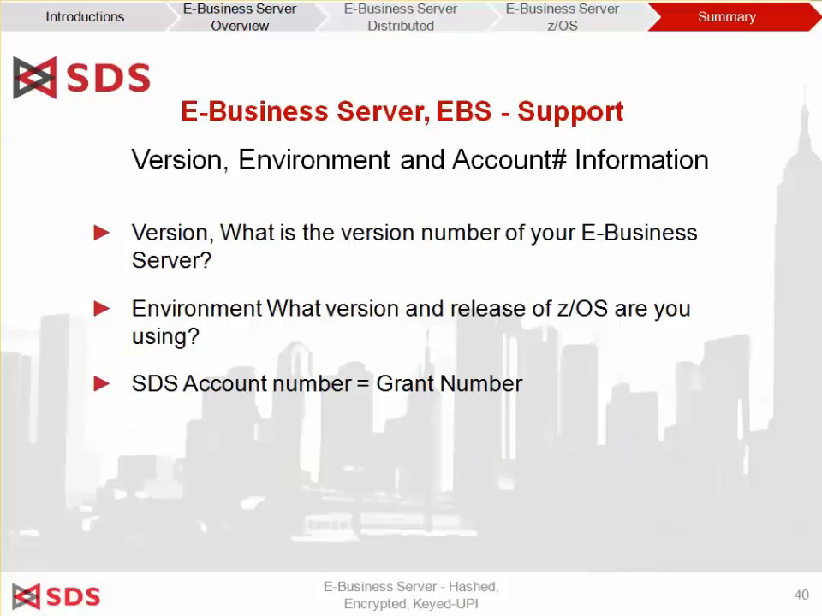Here is some information you will want to have available when you contact us. Version: what's the version number of your E-Business Server? Environment: what version and release of the platform are you using, z/OS, AIX, etc.? Do your connections involve firewalls or VPNs? What version of Java do you use? Your account number: your E-Business Server grant number or SDS customer account number can help us identify what software you have.